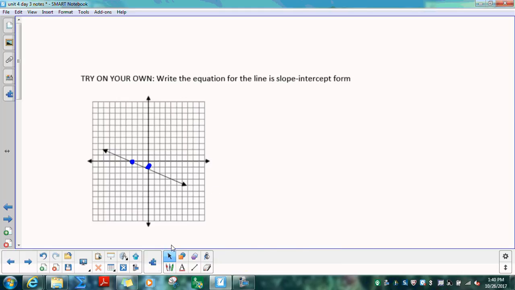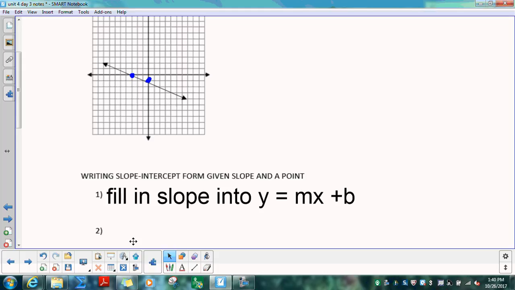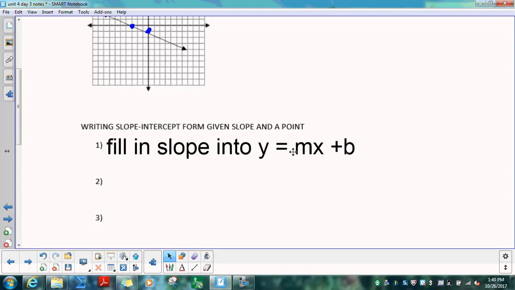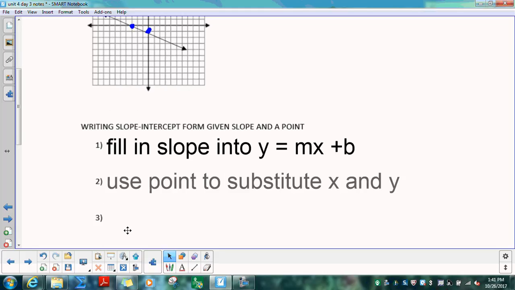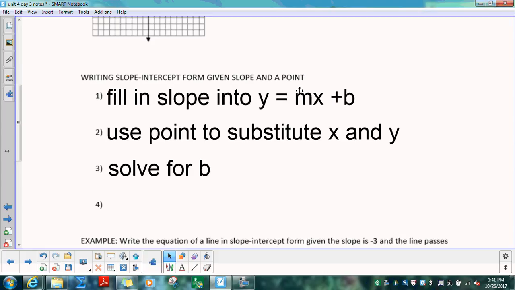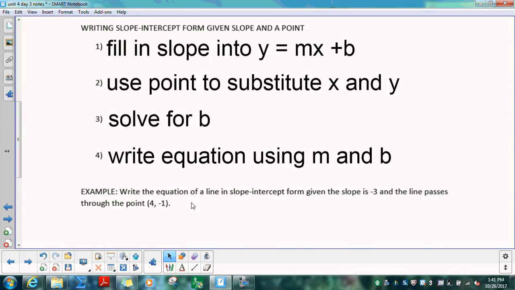Okay. Moving on to writing slope-intercept form given a slope and a point. And that point might not be your slope or your y-intercept. So, here's what we do. We fill in the slope into y equals mx plus b. So we can fill in the m because they gave it to us. Then we use the point to plug in for x and y. That way the only variable left is b. And we solve for the b. Now that we have the m and the b, we write the equation using that. Okay? So here's an example.